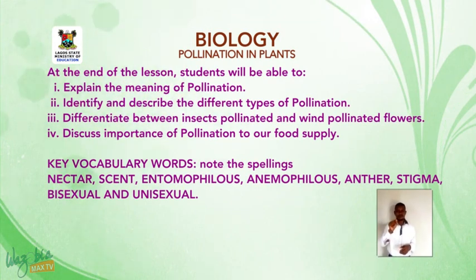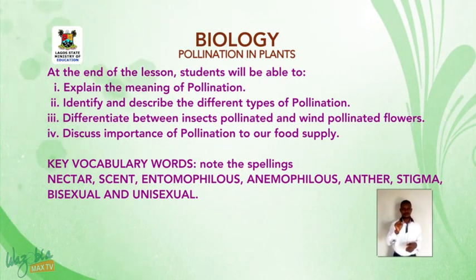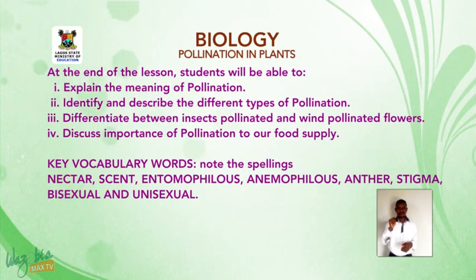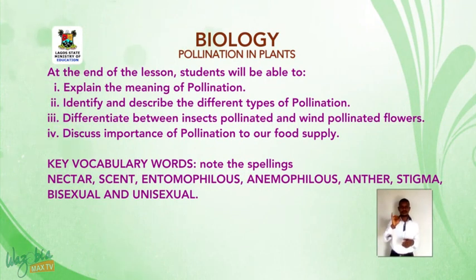Anemophilous, A-N-E-M-O-P-H-I-L-O-U-S. Anther, A-N-T-H-E-R. Stigma, S-T-I-G-M-A. Bisexual, B-I-S-E-X-U-A-L. And unisexual, U-N-I-S-E-X-U-A-L. Note the spellings.